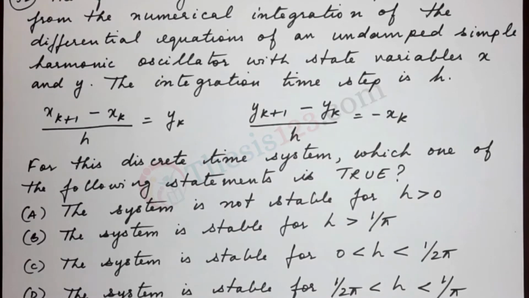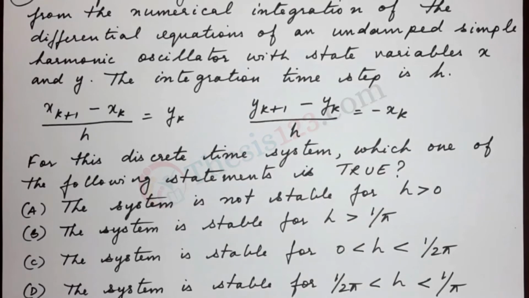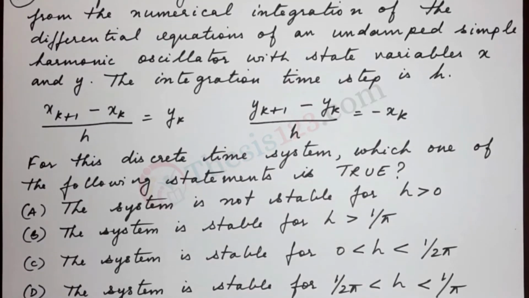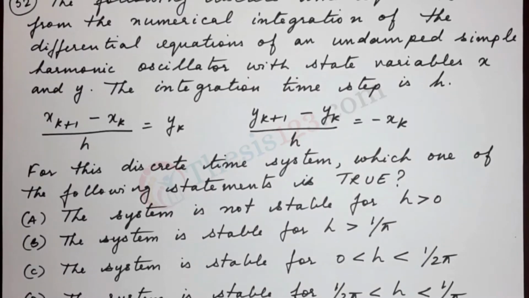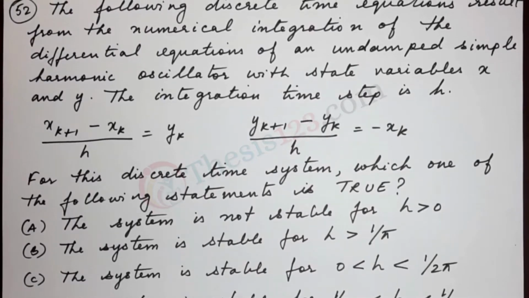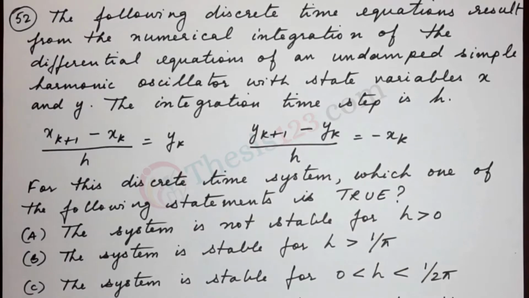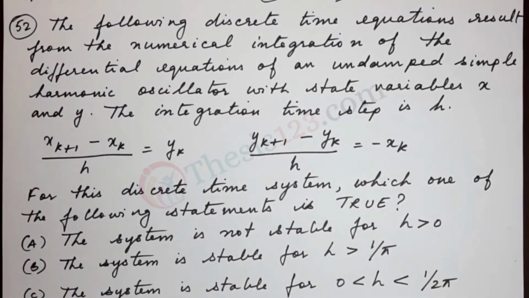The options are: A. The system is not stable for h greater than 0. B. The system is stable for h greater than 1 by pi. C. The system is stable for h lying between 0 and 1 by 2 pi. And D. The system is stable for h lying between 1 by 2 pi and 1 by pi. So we'll begin with the equations given.